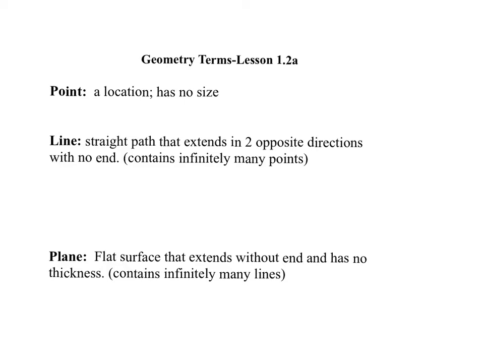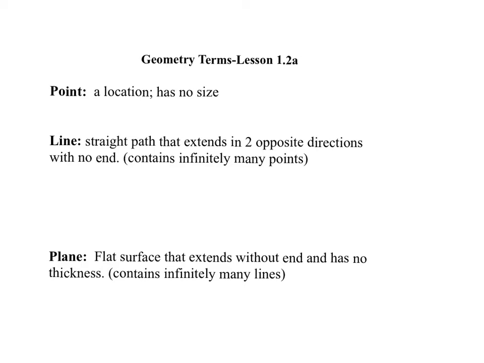So a point. A point is a location. It's a spot somewhere. It has no size, which is why they say you can't really define it because it's just not really actually there. It has no size to it. It's just a location that we are representing with a little dot.